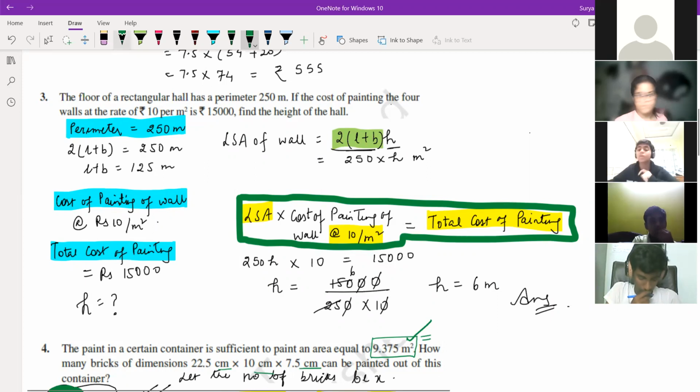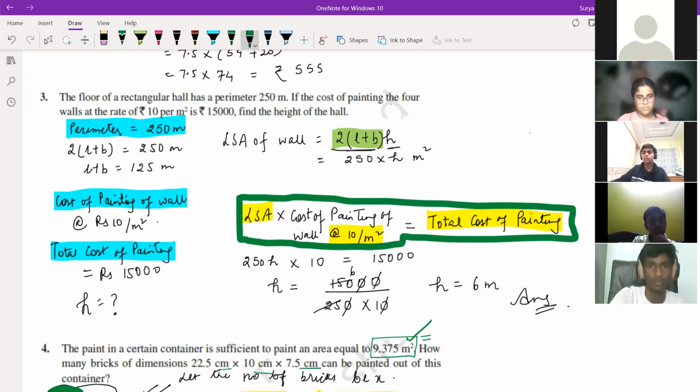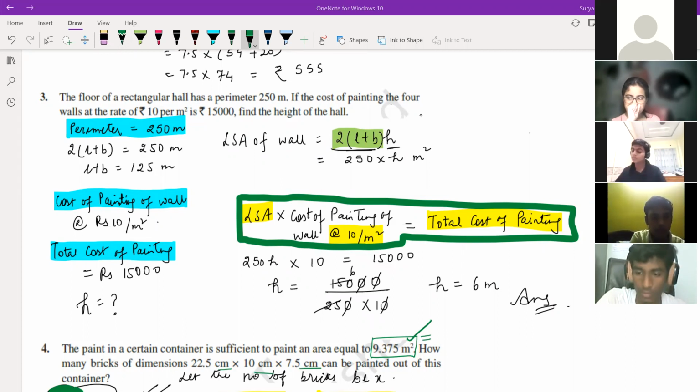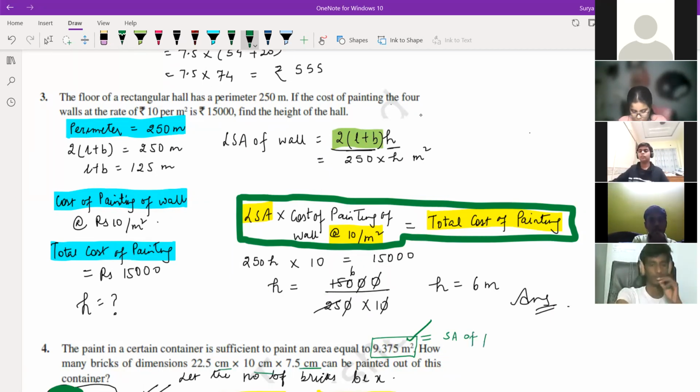Yes, sir. First of all, you have to convert. Sir, I got the answer. Can I send it in the chat box? Yeah. So children, try to understand the question first. Total surface area of the paint.